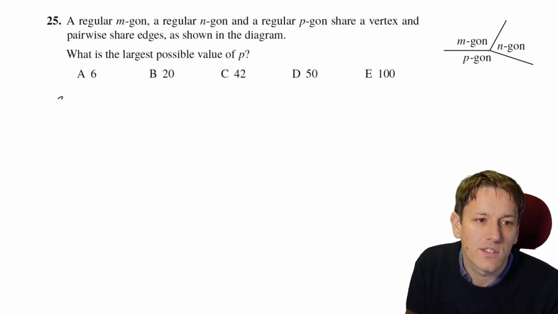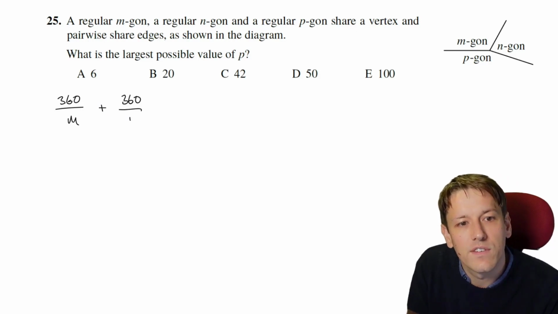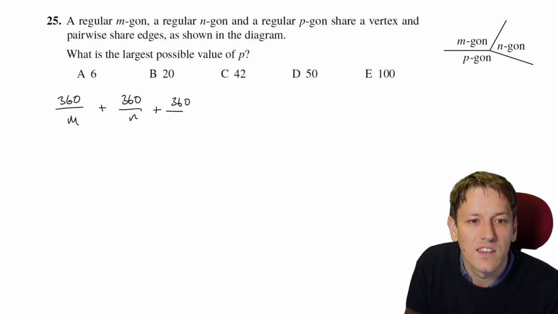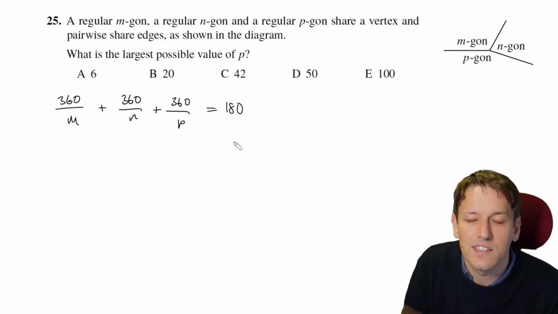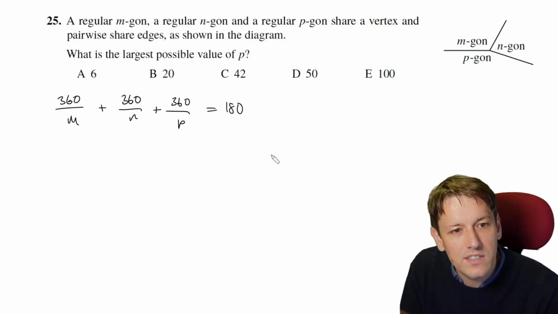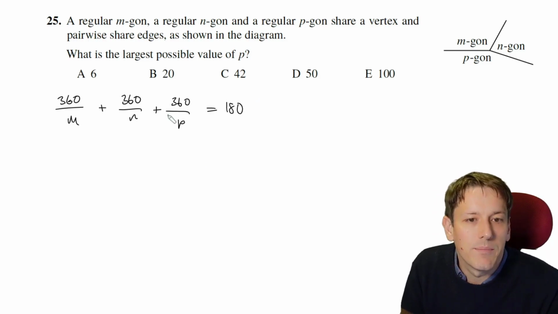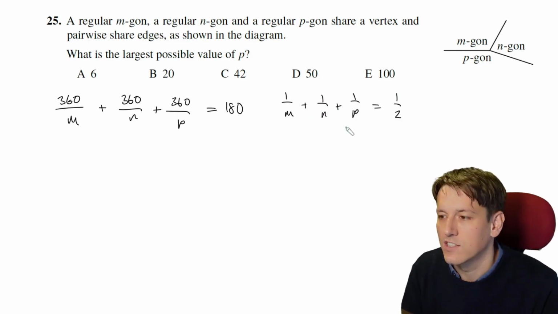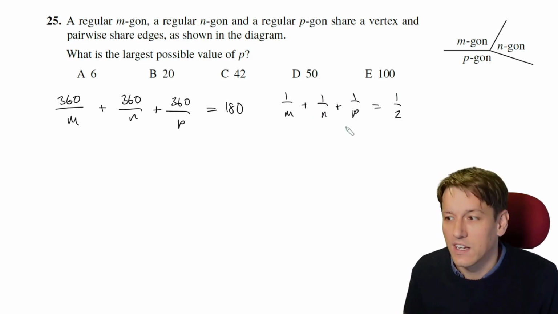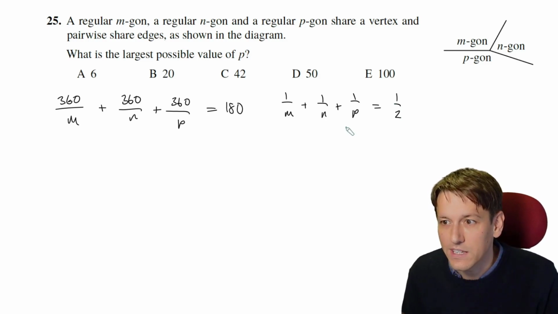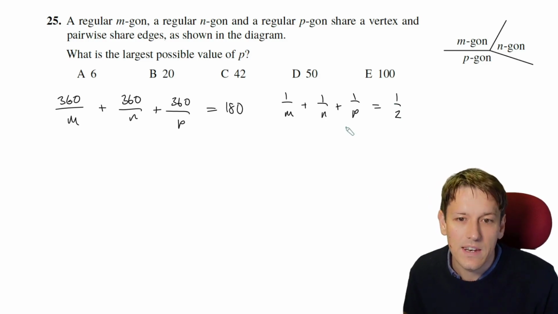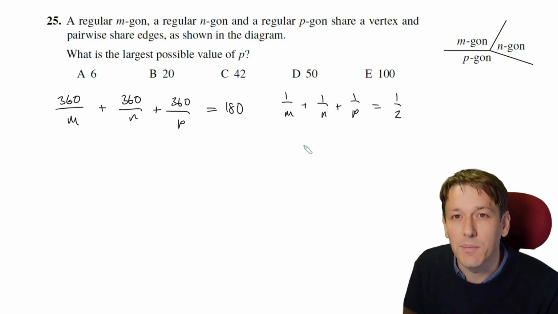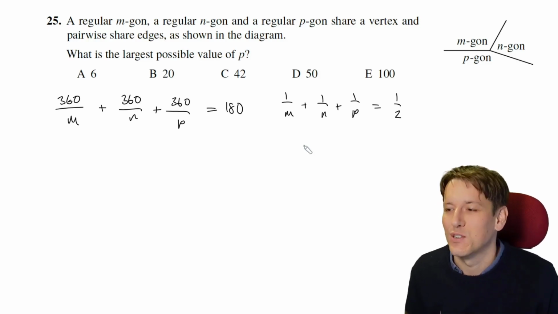So the exterior angles are just 360 over m, and we're going to have 360 over n and 360 over p. They have to add together to give 180. And if we divide this all by 360, we just get that 1 over m plus 1 over n plus 1 over p is equal to 1/2. So we've reduced the problem to just solving this equation, but I need whole number integer solutions for m, n, and p, and I'm going to do this now in a very maths challenge sort of way.